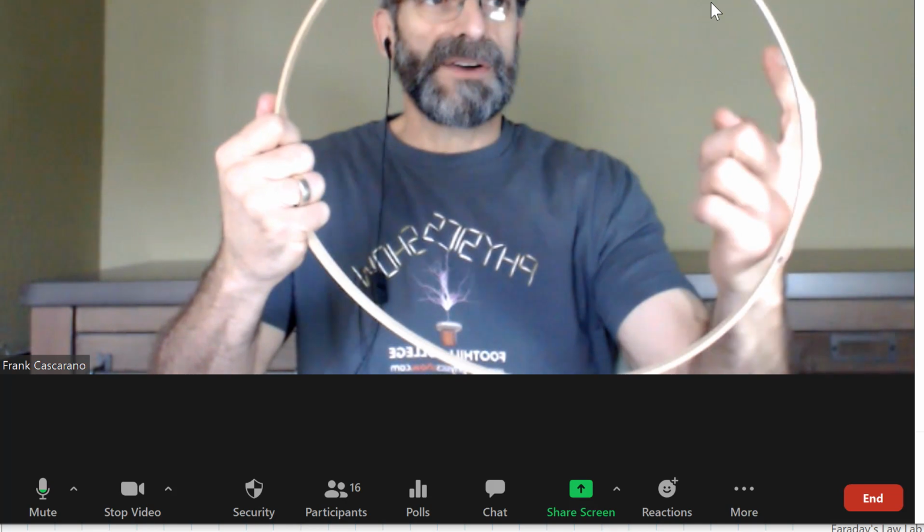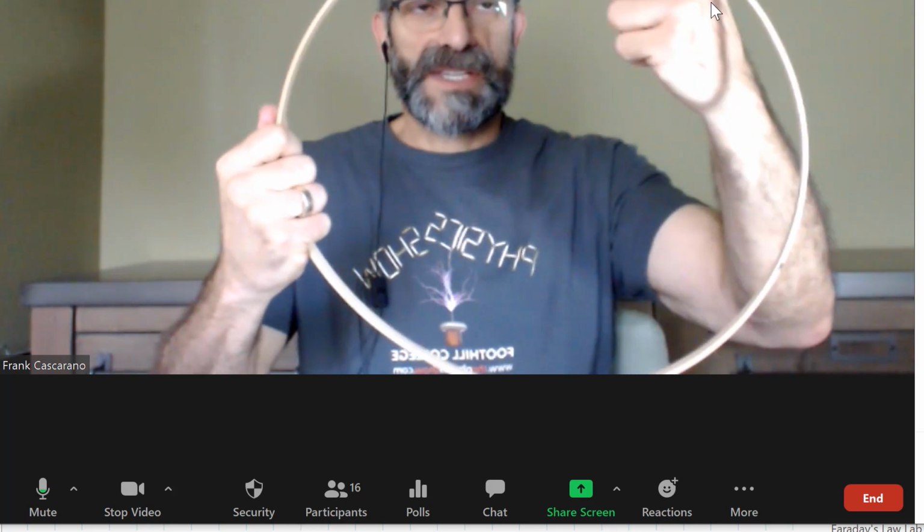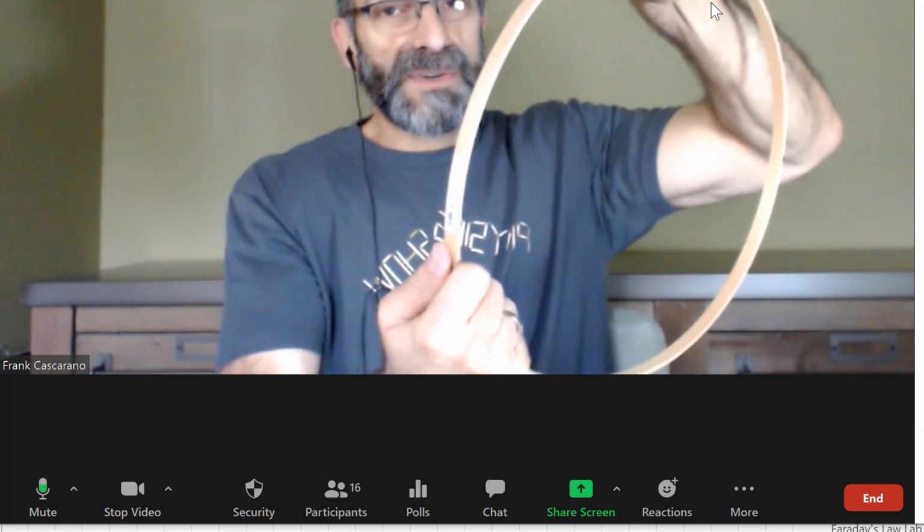If we have a loop of wire, and we have a current flowing, let's say the current is flowing this way, that would be clockwise as you look at it, right? If the current's flowing this way, we know that the current forms a little circle around that wire. The question is, are they going that way or are they going this way?